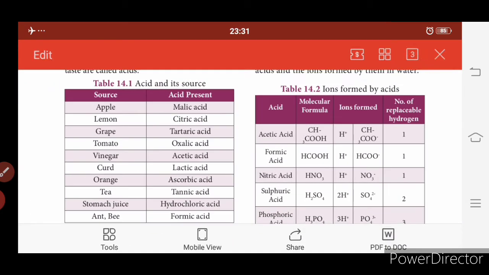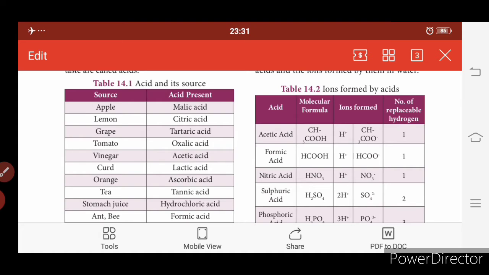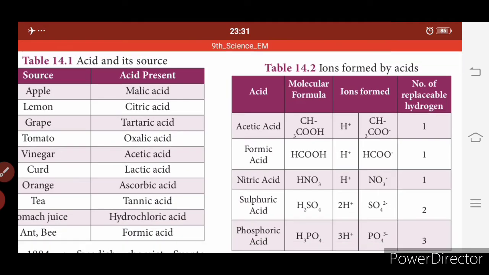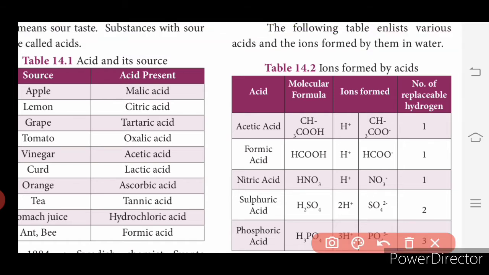Ions formed by acids. So acid, acetic acid, CH3COOH. The formula for acetic acid is CH3COOH. The ions formed here are H plus. This is the last one, H, so that has to get separated. So that gets replaced, and that is given here: H plus and CH3COO minus, and the replaceable hydrogen atom is only one.